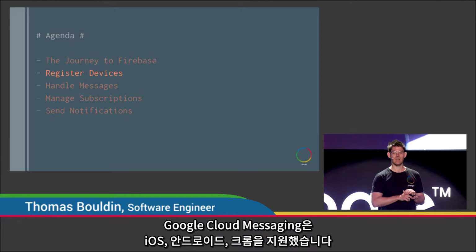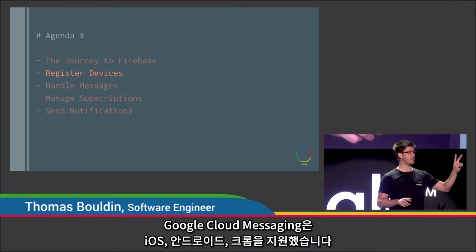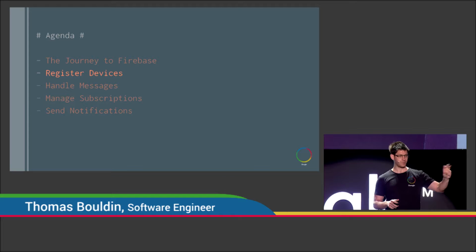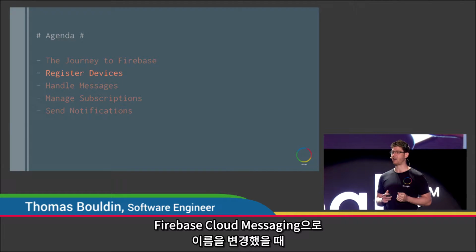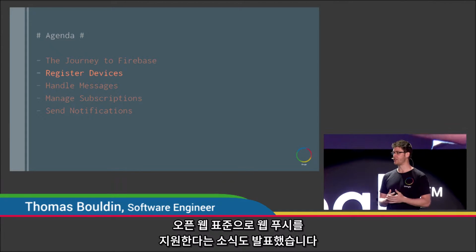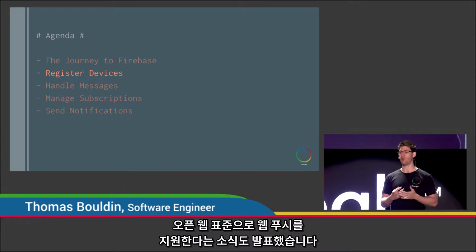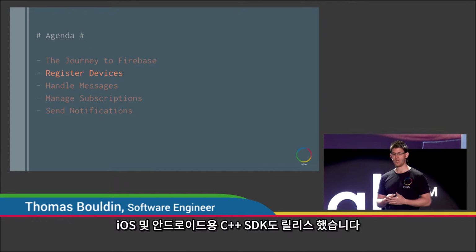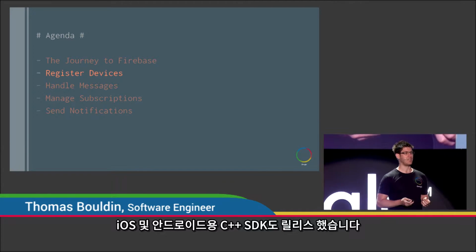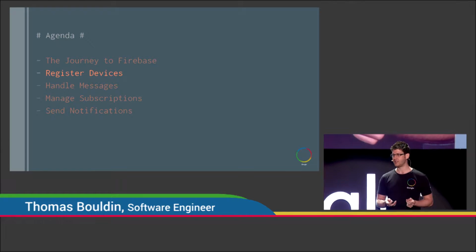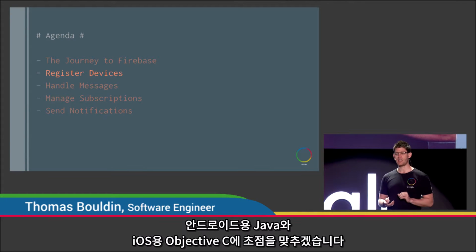But before we begin, Google Cloud Messaging supported iOS, Android, and Chrome. When we announced the rebrand of Firebase Cloud Messaging, we also announced that we're supporting Web Push as an open web standard. We also released C++ SDKs for iOS and Android. Since we're limited on time today, we're just going to focus on Java for Android and Objective-C for iOS.